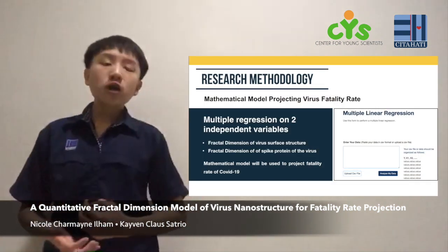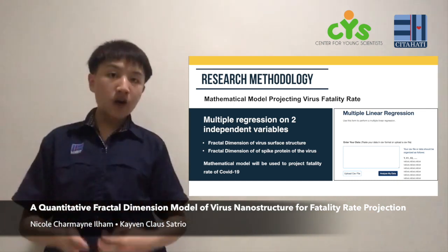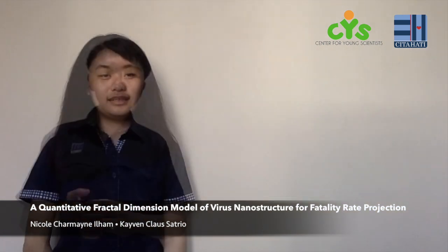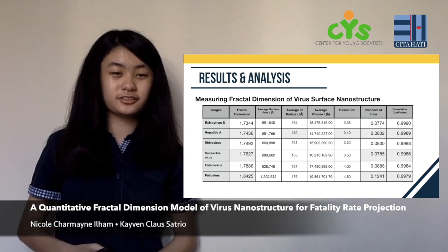The mathematical model will be constructed using multiple regression on 2 independent variables, which are the fractal dimension of the surface structure of a virus and the spike protein of a virus. These are the results of the measured fractal dimensions of the virus surface nanostructure.